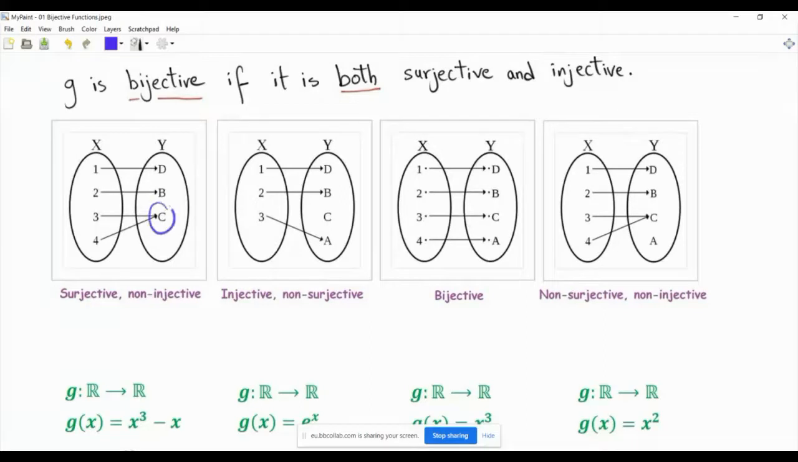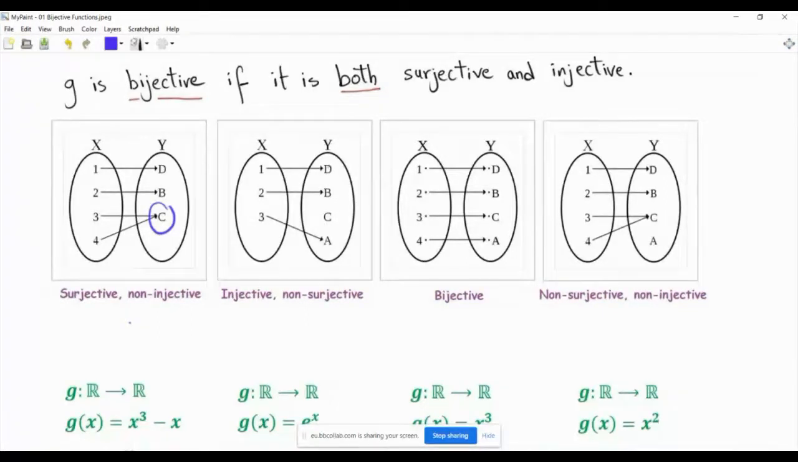Why? Look at this element here. This element is associated with two elements in x, 3 and 4. And for a function to be injective, each element in y should be associated with at most one element in x. So this is an example of a function that is surjective but not injective.